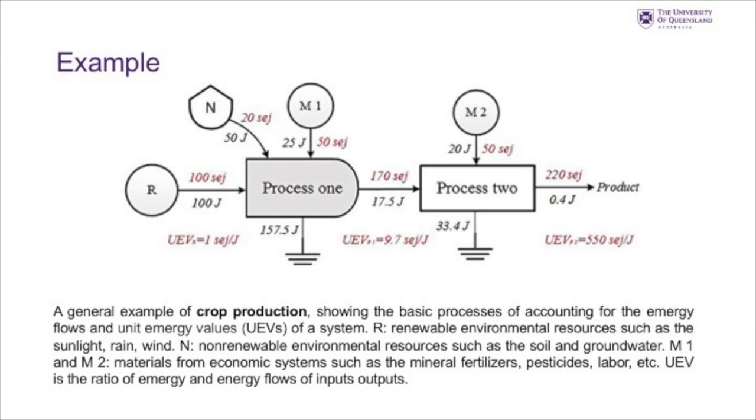So in the diagram, R is the renewable environmental resources such as sunlight, rain, wind. N is non-renewable environmental resources such as the soil and groundwater. M1 and M2 are materials from economic systems such as the mineral fertilizers, pesticides, labor, etc. And that's it. Then we will have a final product, and we can also have the yield for each of the processes.